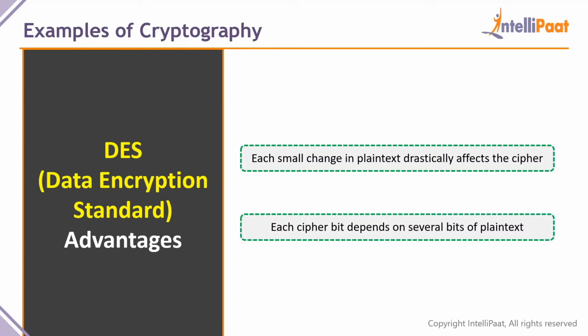And then each cipher bit depends on several bits of plain text. So this means that each bit that is there in the cipher depends on several bits of the plain text. So even if you change something very small, like we discussed earlier on, the cipher bits will be changed by a drastic margin.